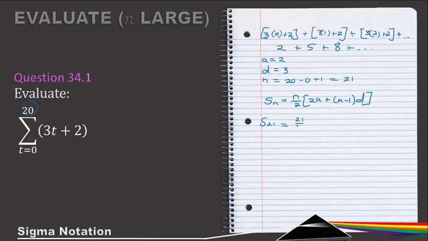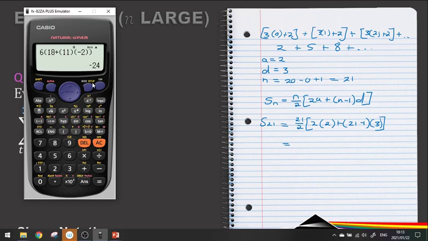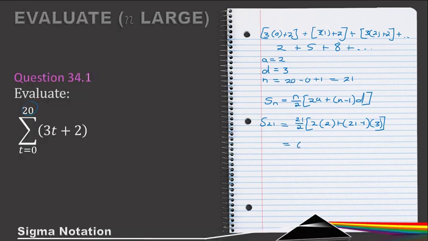So 21 over 2, and then 2 times A is 2 plus 21 minus 1, and the D value is 3. Right, let's type that in. Right, and then here I'm just going to say 20 times 3. 20 times 3 is actually just 60. So I'm just going to do that. And then we get 672.